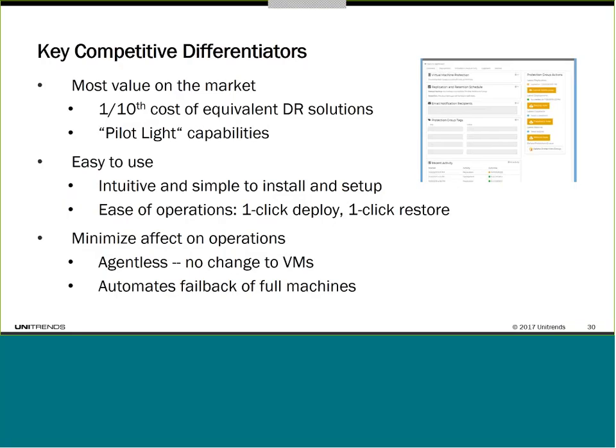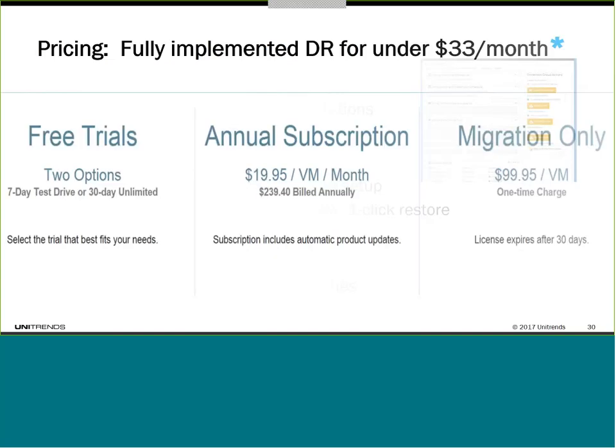And here are some key competitive differentiators, and you look at the different products that are out there. These are things we promote with our Boomerang product with VMware. It's one-tenth the cost of equivalent DR solutions, has that pilot-light capability, and I think the ease of operations is probably the most important thing. One click to deploy, one click to restore. Incredibly easy. Remember, it's for VMware VMs only. And that's just a note on how much it costs. Fully deployed, under $33 a month per VM.